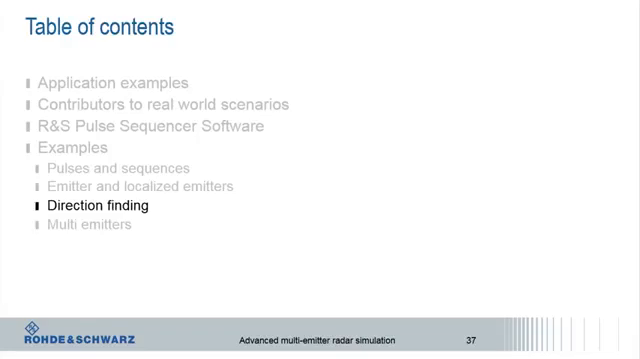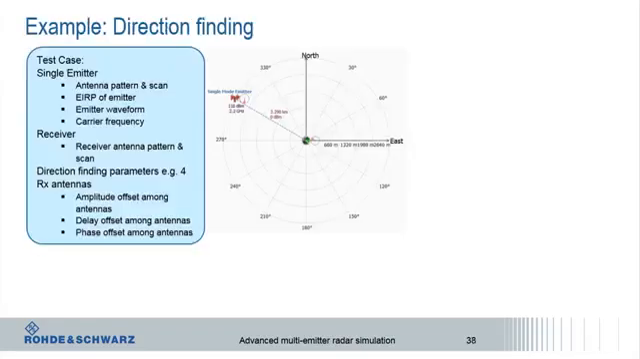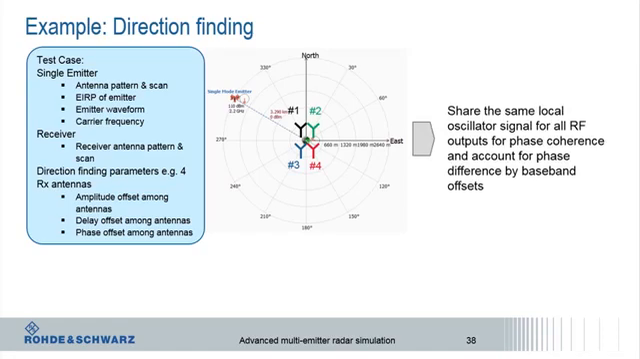So now let's look at the next example. This example is a direction finding example. Let's look at the test case. There's a single emitter and there's a receiver in the middle. The receiver is having now 4 antennas as you need to generate multiple receiving signals. In order to generate this test case, you need to have 4 phase coherent RF signals.